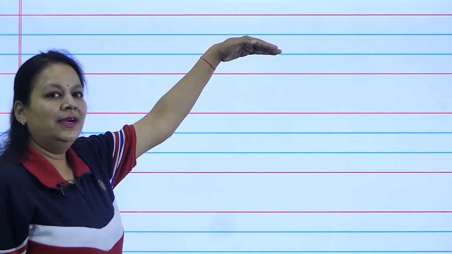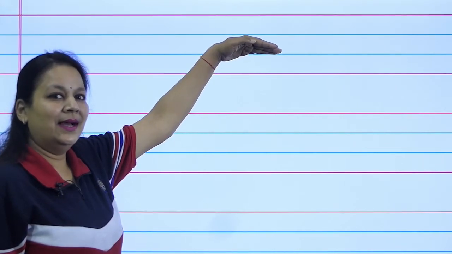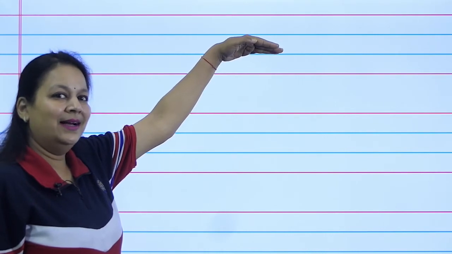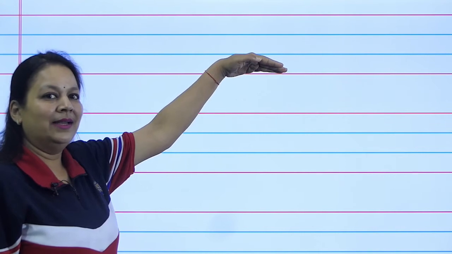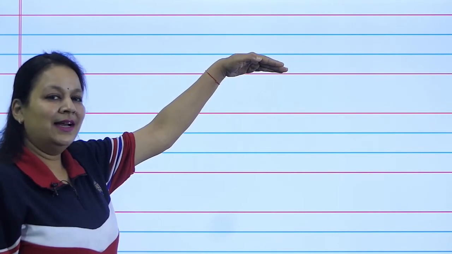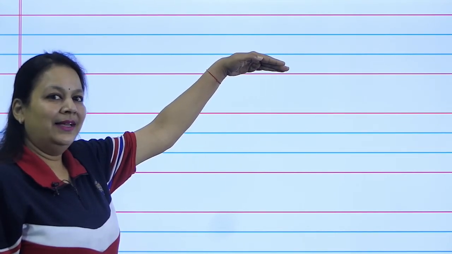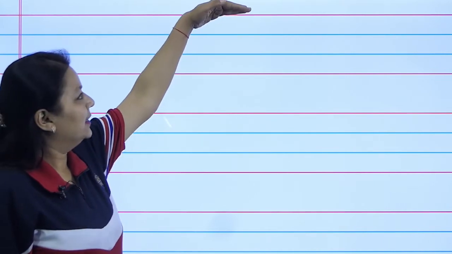Come to the third line. The name of the third line is baseline. What is the name of the third line? Baseline. And the last one is bottom line. What is the name of the last line? Bottom line. Now let's repeat.